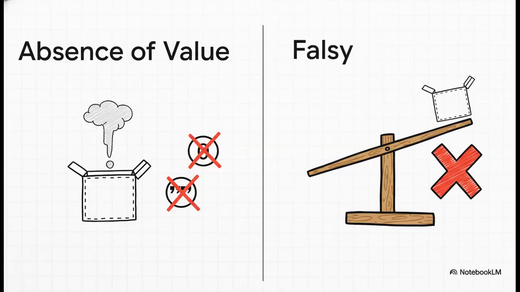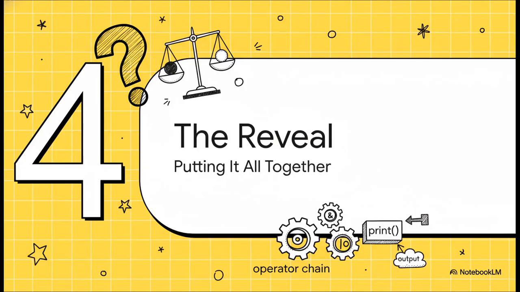So, what even is None? Think of it as Python's way of saying the absence of a value. It's not 0, it's not an empty string, it's just nothing. And here's the absolute key for our puzzle. In a Boolean context, None is always considered false. Okay, now we have all the pieces of the puzzle. We have the truthiness rules, we know how the operators behave, and now we know the big secret about the print function. Let's get to the final reveal and watch how this all clicks together.